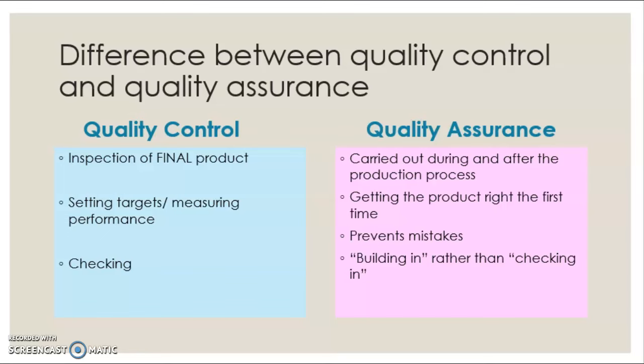In your final exam, they often like asking the question where you have to differentiate or distinguish between quality control and quality assurance. Now remember, quality control is about inspecting the final product, so it's done right at the end, whereas quality assurance is done right through the process, so you're assuring that quality is being checked all the time. Quality control sets targets and measures the performance. So, did I make the right number of HB pencils? Are they the right length? Yes or no? But quality assurance is about getting the product right the very first time you produce it. So it's about preventing mistakes and having to discard a whole lot of stock that you've made. So remember, quality control is really about checking, whereas quality assurance is assuring. It's about building in rather than checking in at the end.